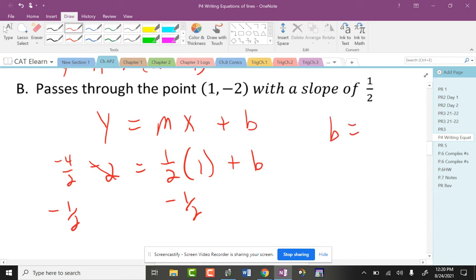Nope. Negative 4. I owe $4 over here, and I owe another dollar over there. How many dollars do I owe? 5. So it's negative 5 over 2, negative 5 halves.